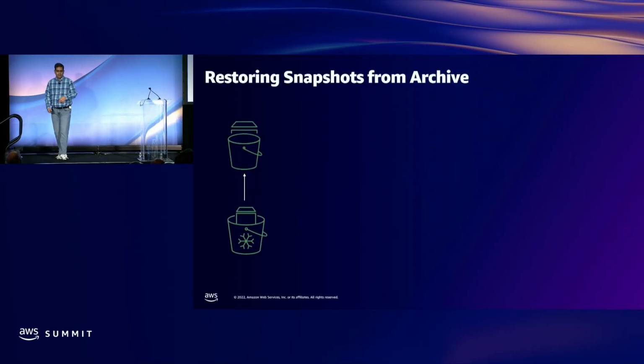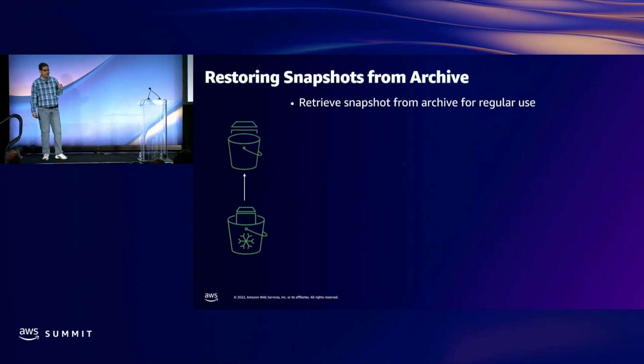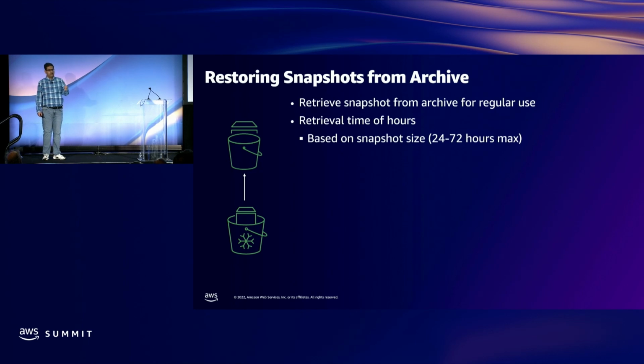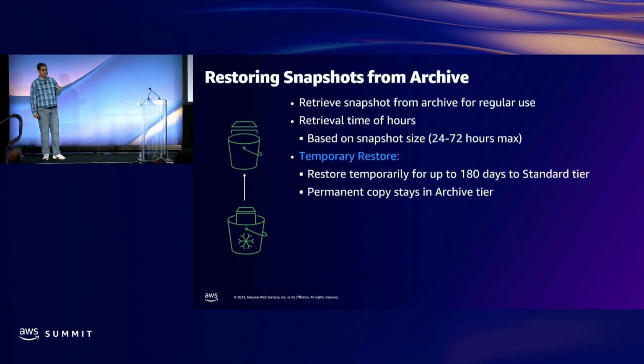So in this particular case, we would start with retrieving the snapshot from archive for regular use. Your retrieval time is in hours. It's based on snapshot size, ranging between 24 to 72 hours. Temporary restores can restore up to 180 days to standard tier. The permanent copy stays in the archive tier.